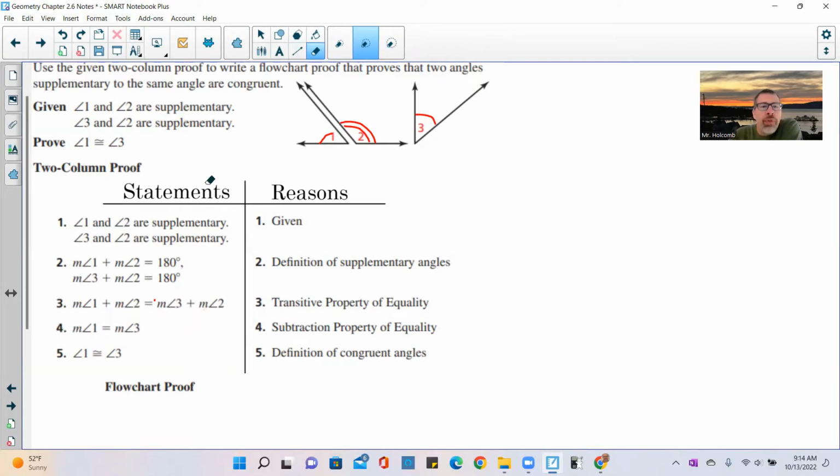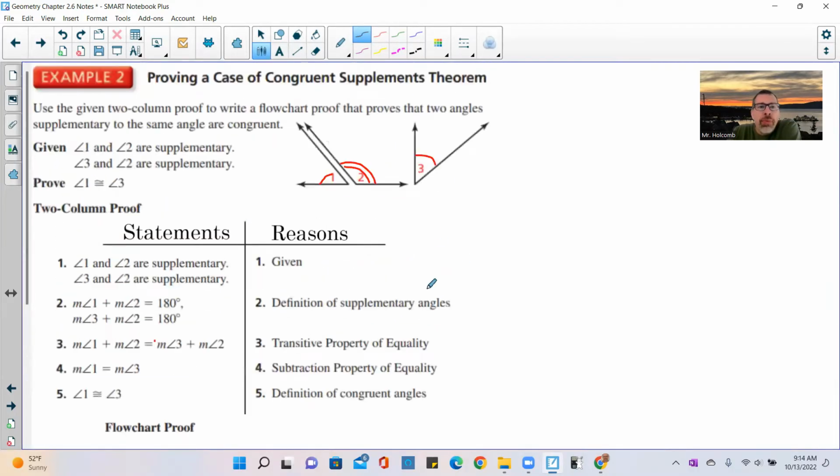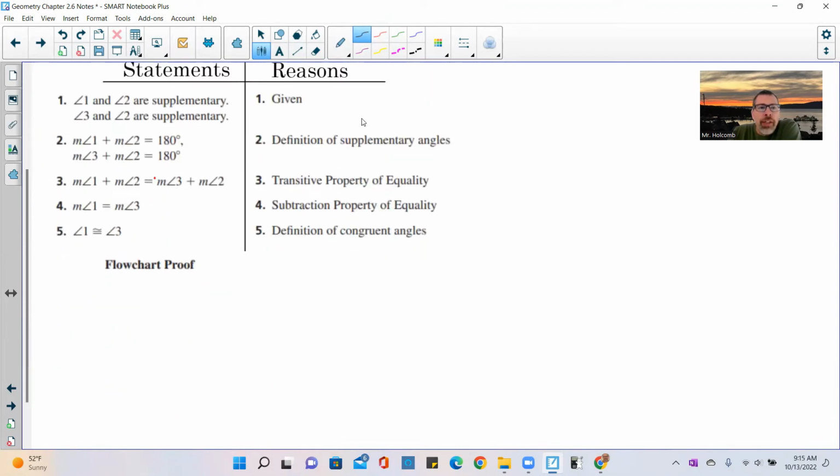Okay, and then once we have two angles that have equal measures, then we can say that they are congruent, and that is the definition of congruent angles. Okay, so now that we've done the statement, reason, two-column proof, now we're going to write it as a flowchart proof. So I bring this down to right here, and the flowchart proof is going to look like this.